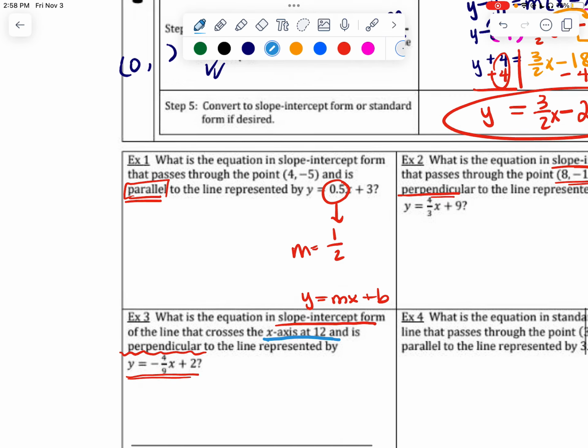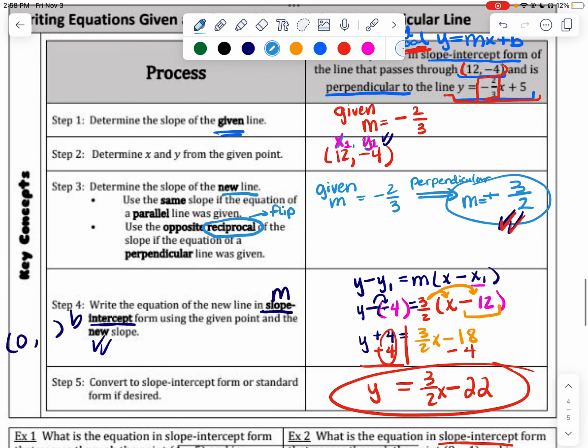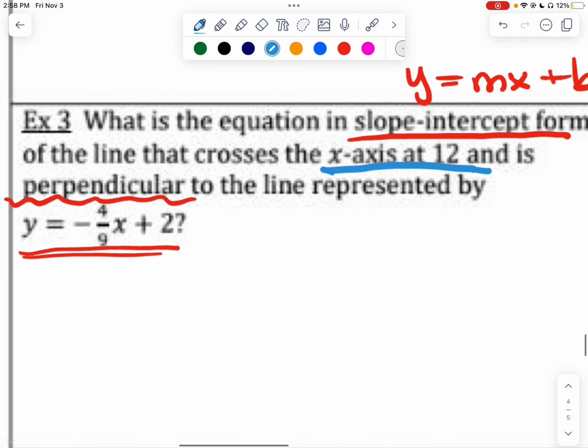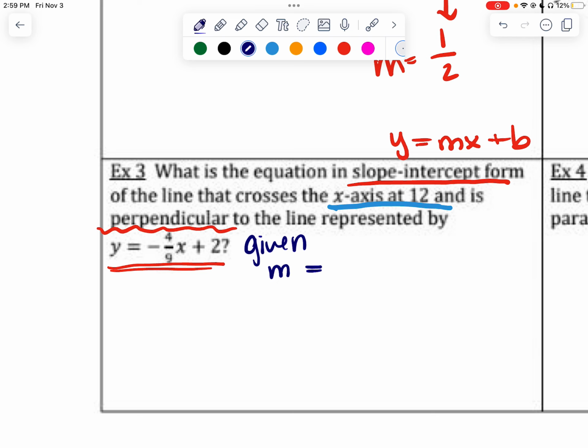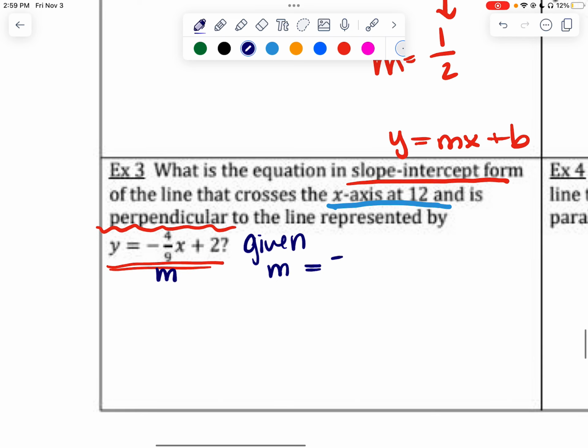Let's go through the steps again just to show you one more time. Determine the slope of the given line. The given line is y equals negative 4 over 9x plus 2. So my given slope is negative 4 over 9.